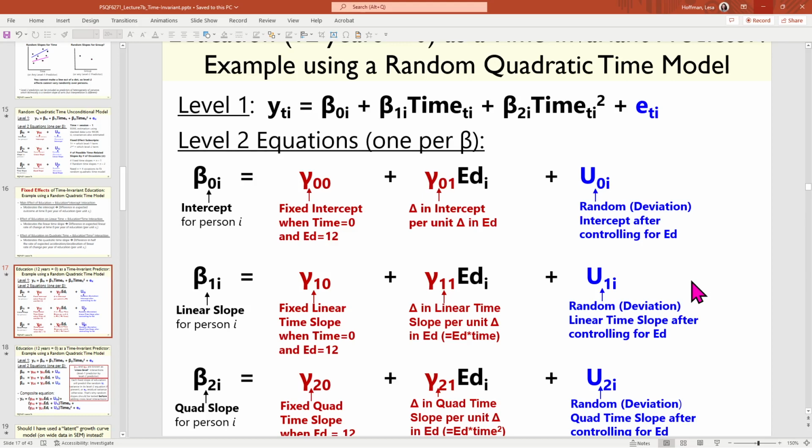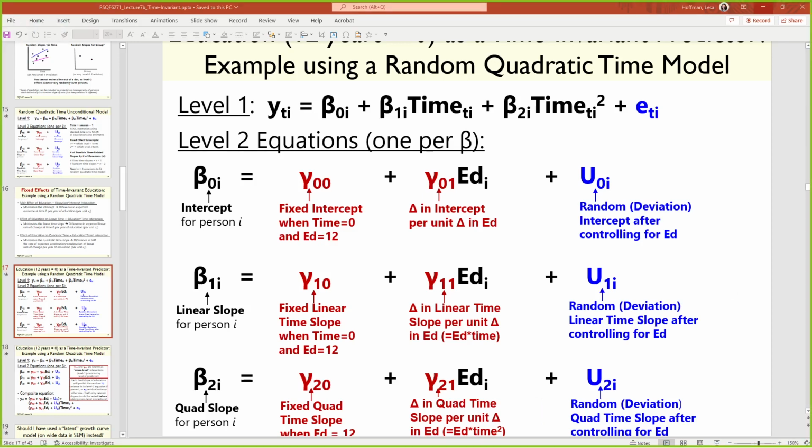Where time invariant, give me some synonyms again for those. What other words also mean time invariant predictor? Can I share my screen? Wouldn't that be lovely? Yes, I can, and I will. Thank you for the prompt. There, I'm on slide 17 of lecture 7B. What other synonyms for time invariant predictor?